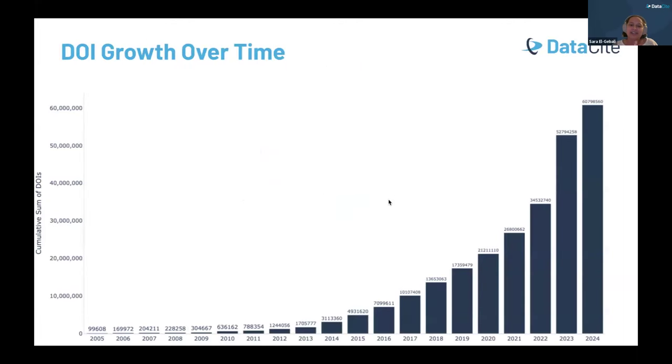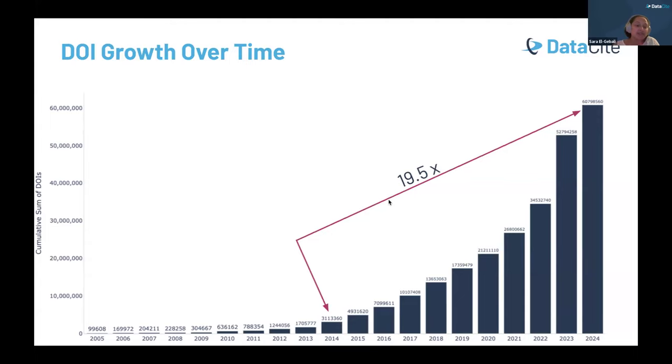First of all, I want to say that this has not happened in a vacuum. This has happened over a long time, but we see the growth of the DOI registrations from 2005 onwards, and we see a remarkable upward trend over the past 20 years. I'm going to highlight one particularly interesting observation here, which is the significant growth in the number of DOIs in just the last decade alone. So we've gone from 3.1 million DOIs in 2014 to nearly 61 million in 2024. So this is an impressive 19 and a half fold increase, and it's really, really amazing to see.